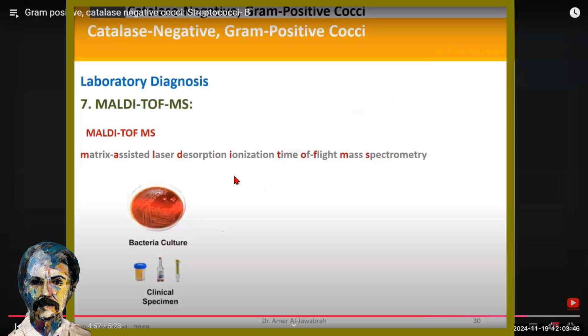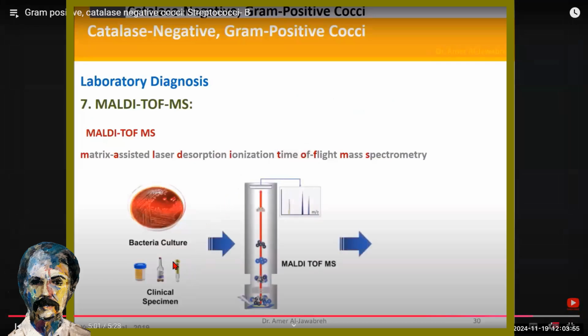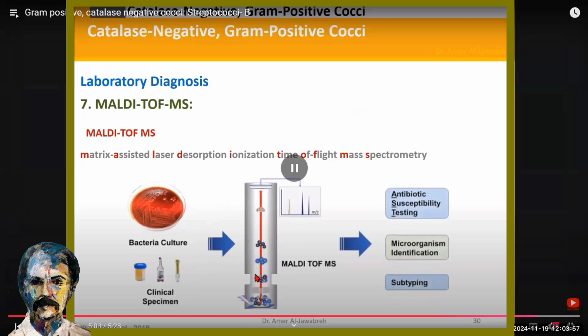Again, MALDI-TOF is included. I am not going to talk very much about MALDI-TOF because at the end it's a machine. You take blood culture from clinical samples or bacteria, and then you use this machine, MALDI-TOF MS, and you get the identification plus subtyping and maybe the gene resistance, maybe like VITEK 2.